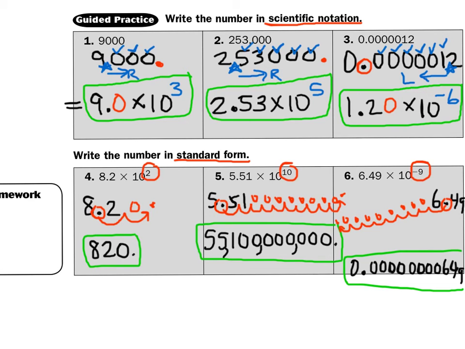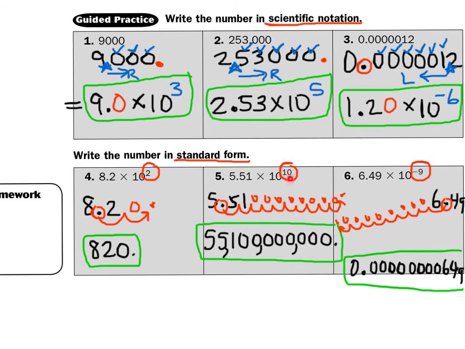Okay, now take a look at number 4. They want us to write the number in standard form. That means just use the power and move the decimal. So I write 8.2 on my paper, and I circle the power. See how it's positive 2? That means grab the decimal point and move it 2 places to the right and put the decimal over here. So that gives you 820. And that's the number in standard form.